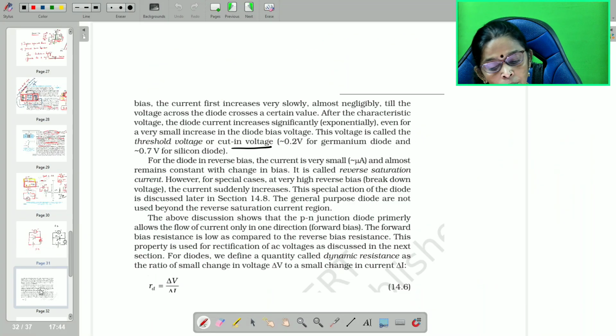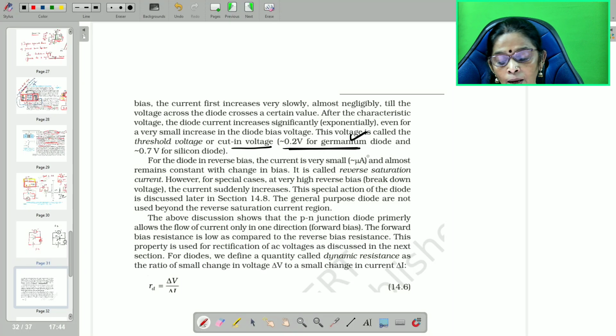Now here the cut-in voltage or threshold voltage is 0.2 volt for germanium and 0.7 volt for a silicon diode. You have to note that down. And we have already seen that the reverse bias current is very small and almost remains constant with the change in bias. It is called the reverse saturation current.